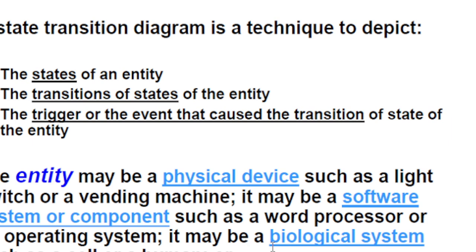So there we exactly know what the states are, and those states will be represented in our model. Secondly, the transitions of states of the entity. We should know about the transitions, in which cases the state has to be changed. And obviously, if that state does not change, it means that there is something wrong.